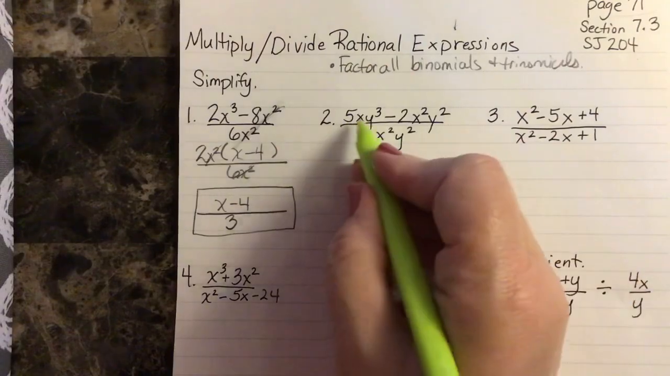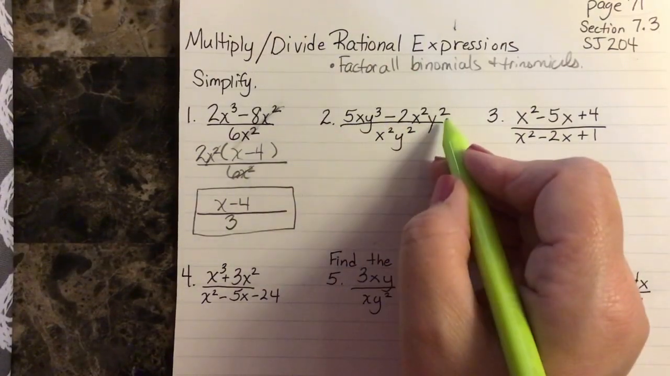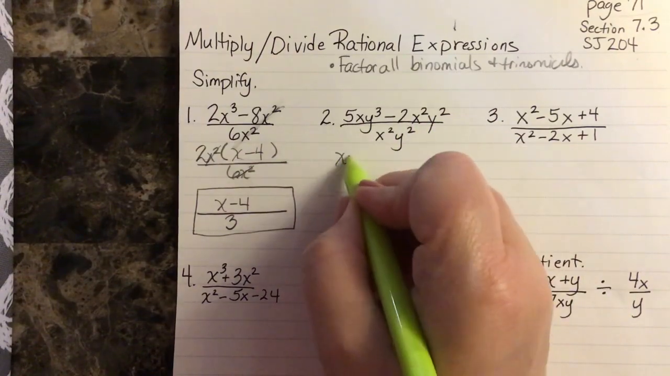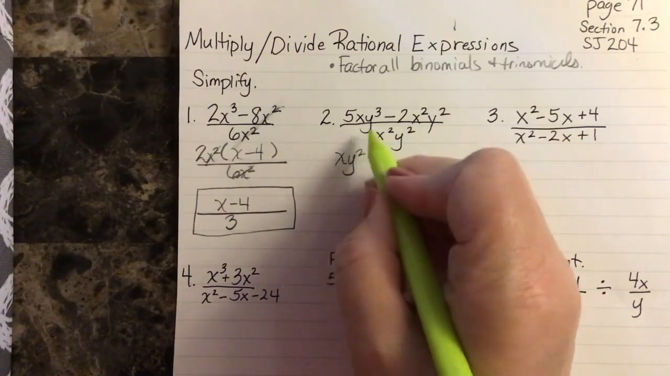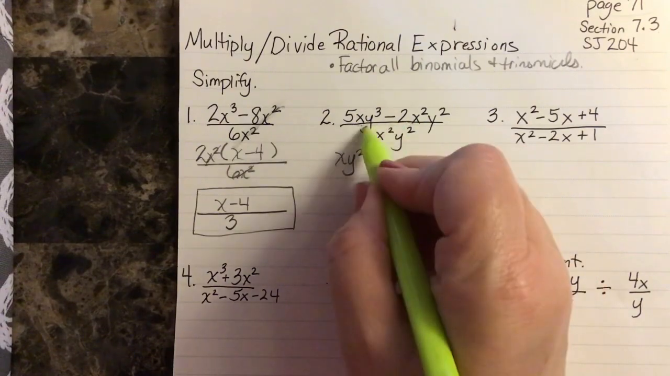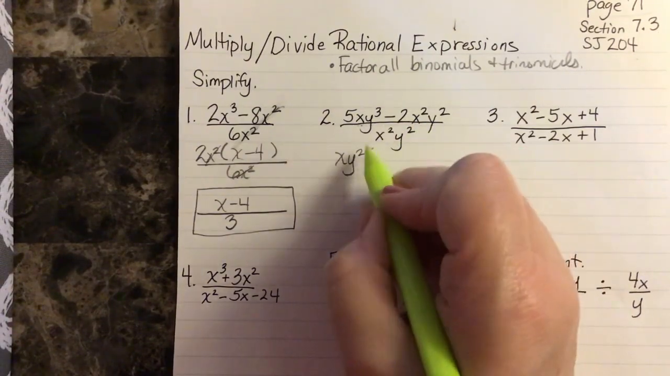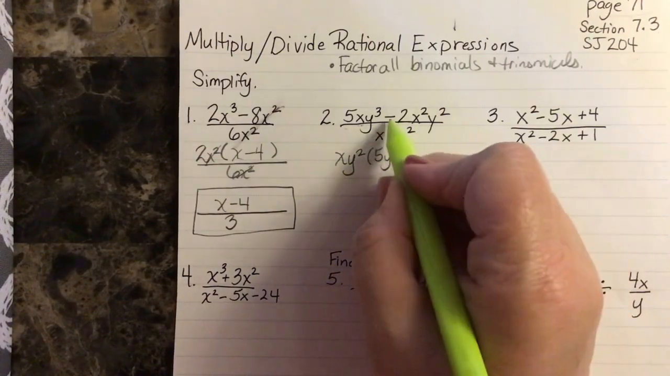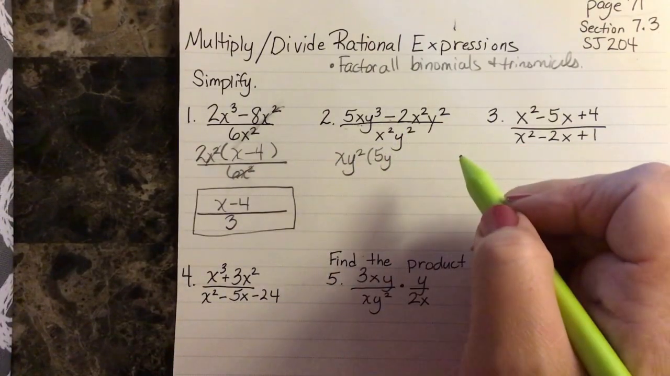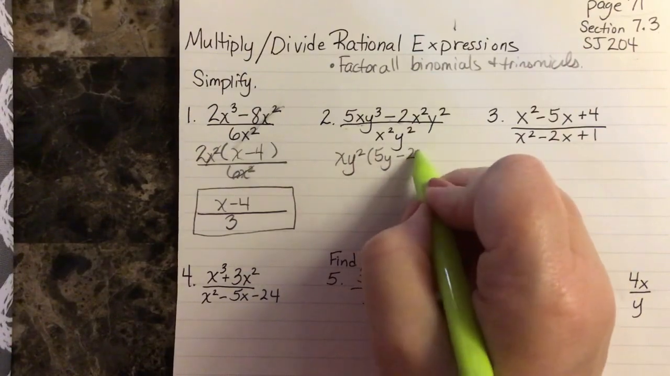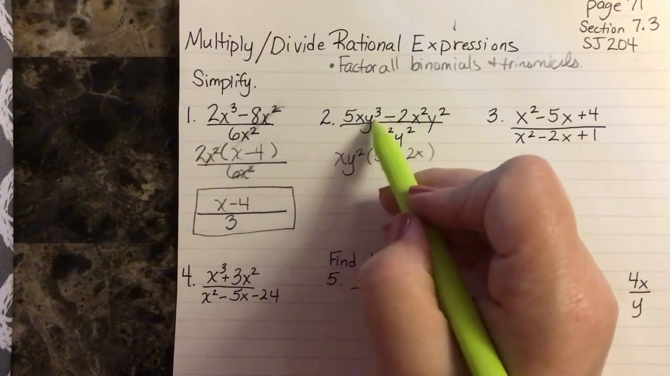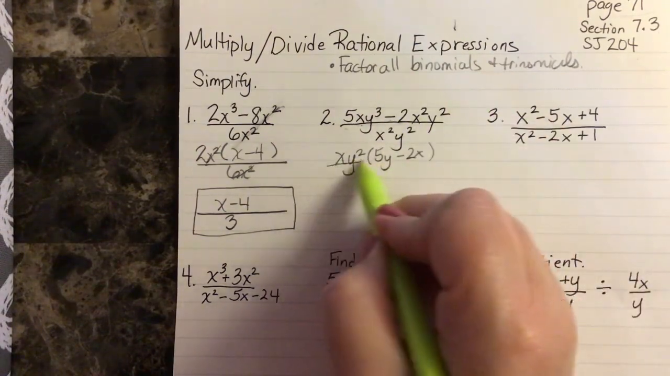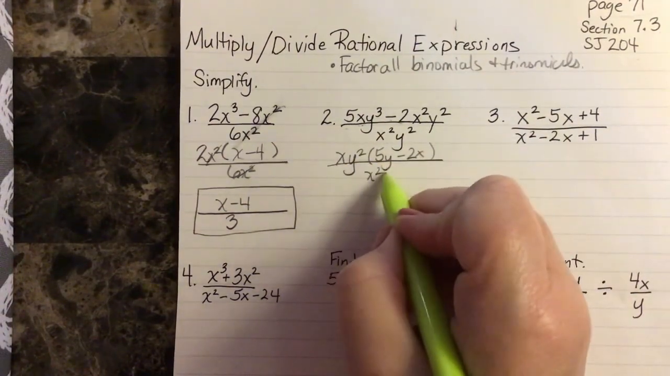Okay, so my binomial here has a common factor of x, y squared. Numerically, they don't have a common factor, but they both have x to the first power. They both have y to the second power. I would be left with 5y minus 2x. Is that right? 5y minus 2x, yes, over x squared, y squared.